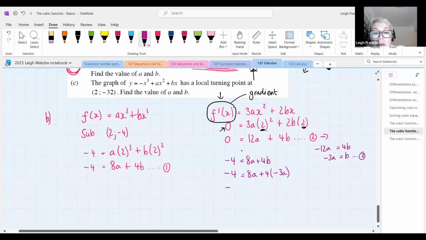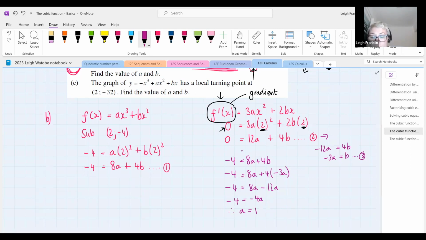So we get negative 4 equals 8a minus 12a. That gives us negative 4a is equal to negative 4. So a would be equal to 1. Using this equation over here, number 3, we would solve for b. And we would say that b is equal to negative 3 times a. So b would be equal to negative 3.